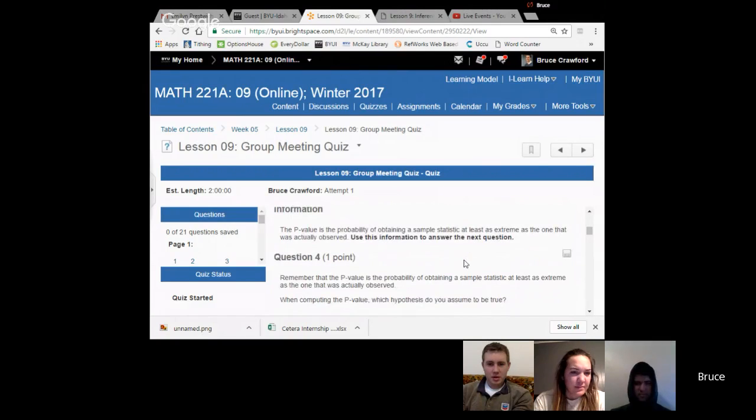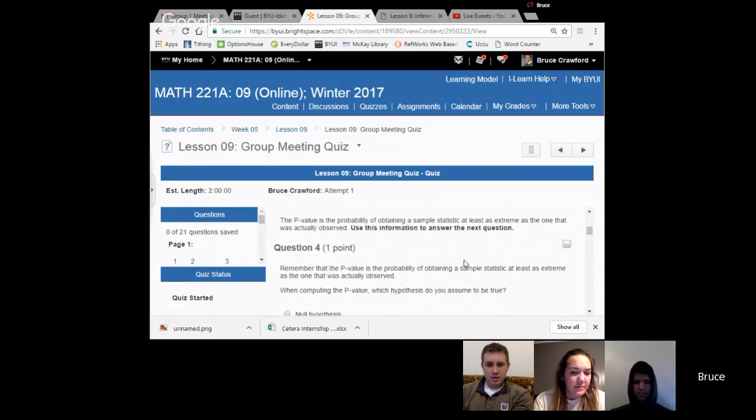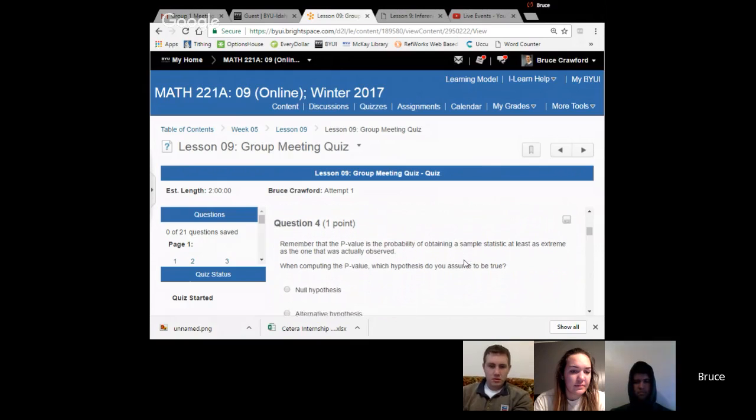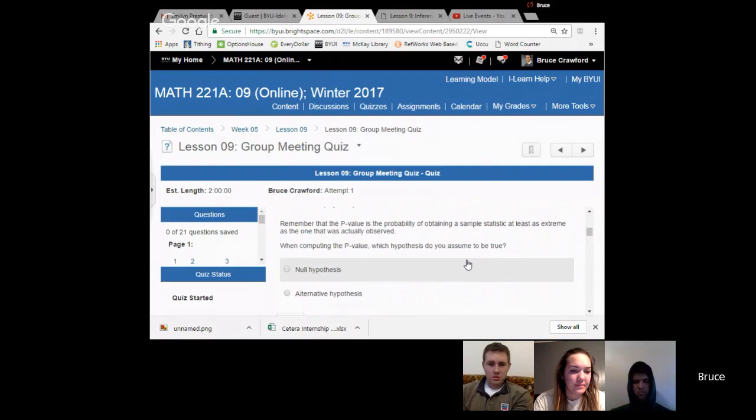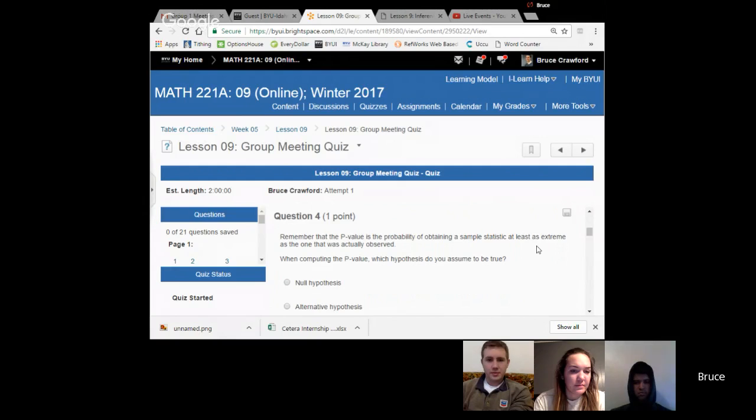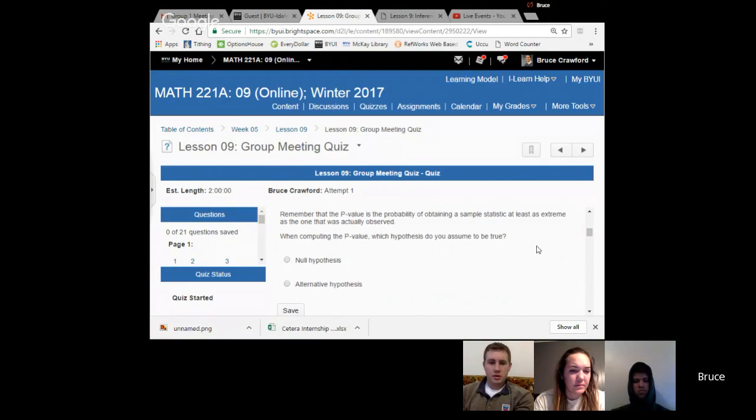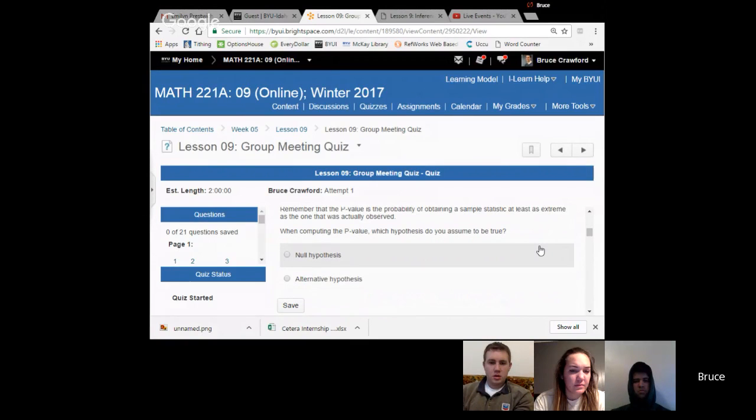The p-value is the probability of obtaining a sample statistic at least as extreme as the one that was actually observed. Use this information to answer the next question. When computing the p-value, what do you assume to be true? The null. No, you would assume the null to be true, yeah.